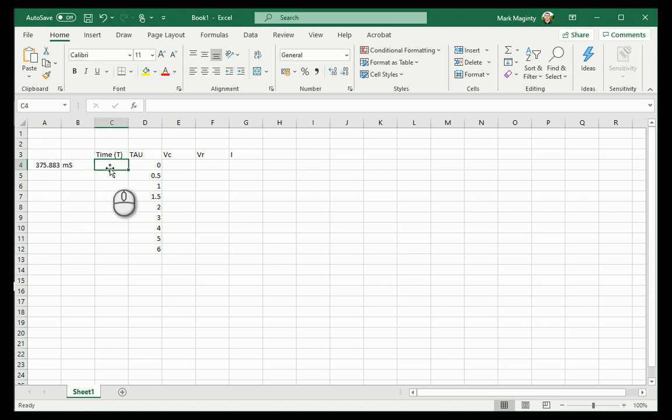So my zero time here, which is at zero tau, is effectively 375.883 milliseconds after I turned the circuit on. My 0.5 tau point is going to be at 0.025 seconds after the original one. So let's get these filled out and we'll carry on from there.